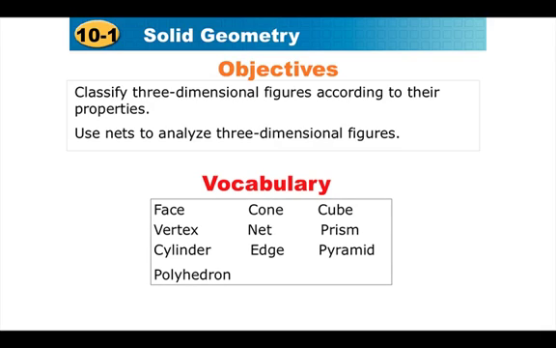Vocab: face, vertex, cylinder, polyhedron, cone, net, edge, cube, prism, and pyramid. It's quite a few terms, but by the end of this lesson you should be familiar with all those terms. Let's move on to the next slide.